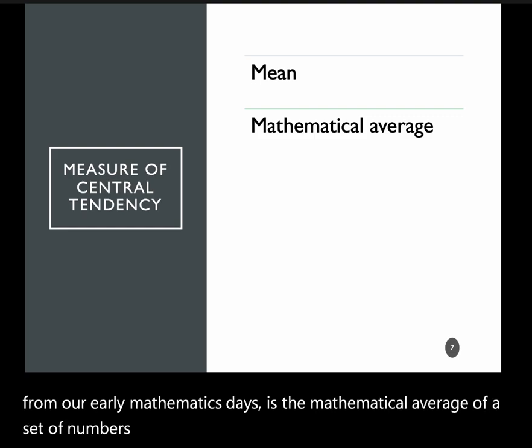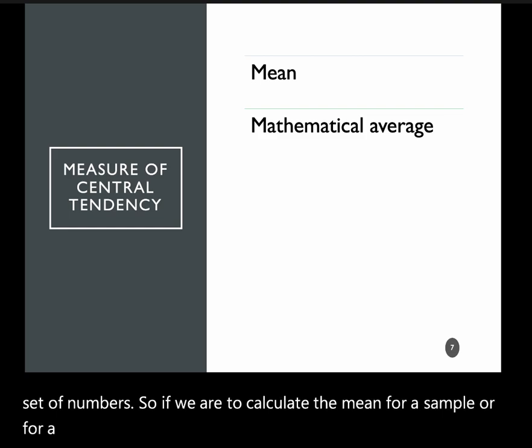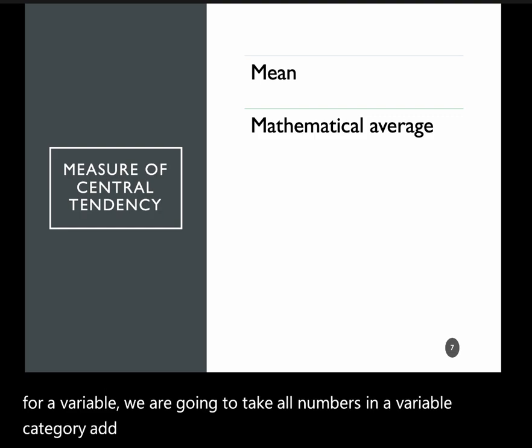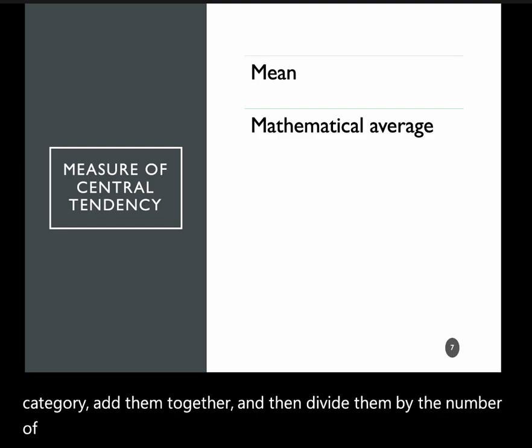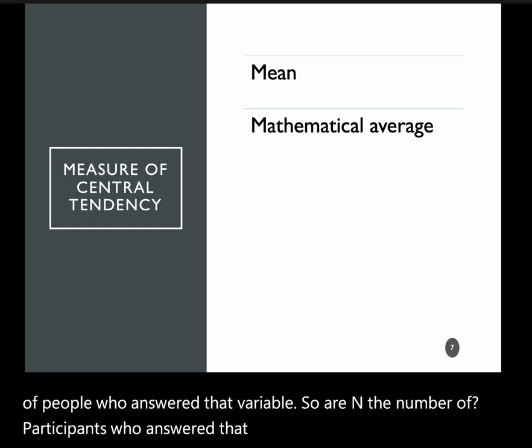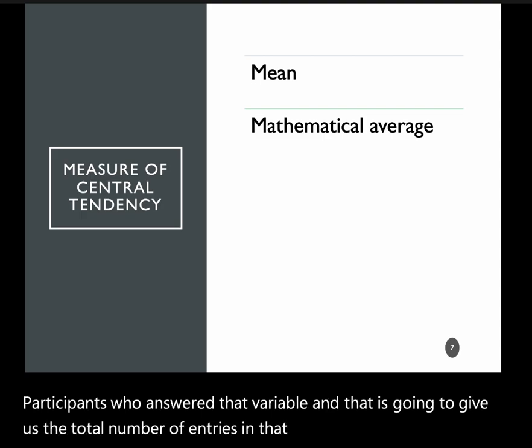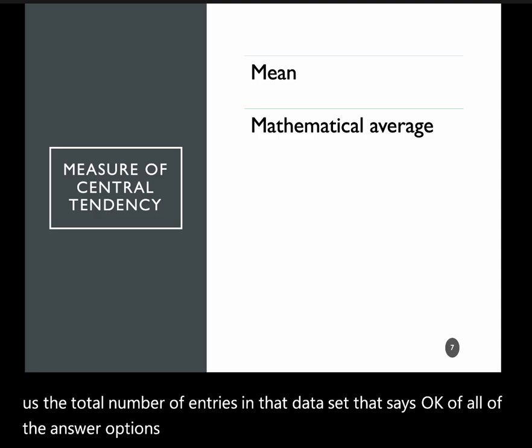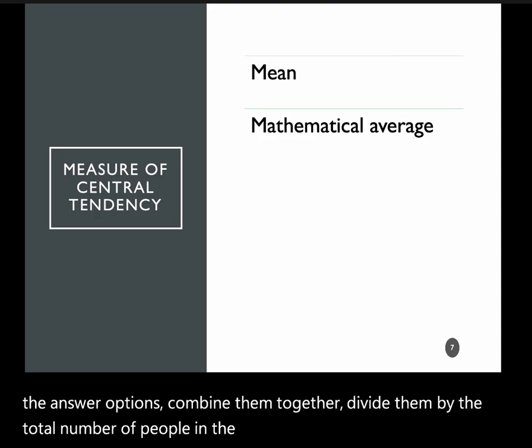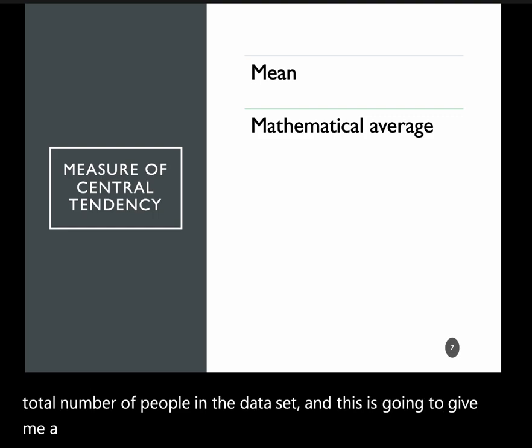So if we are to calculate the mean for a sample or for a variable, we are going to take all numbers in a variable category, add them together, and then divide them by the number of people who answered that variable. So our n, the number of participants who answered that variable. That is going to give us the total number of entries in that data set that says, okay, of all of the answer options, combine them together, divide them by the total number of people in the data set, and this is going to give me a mathematical average.